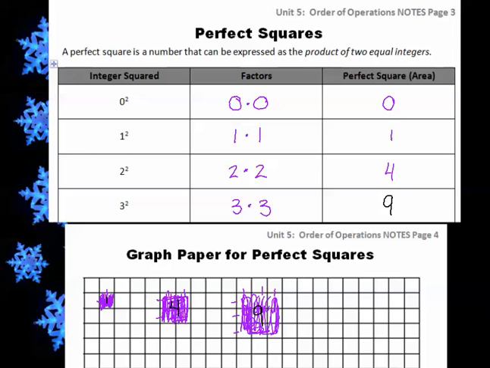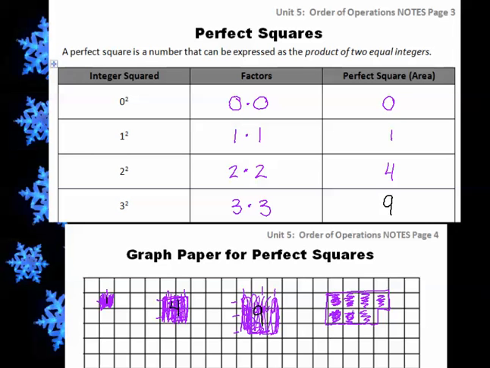Now, what happens when we have, say, the perfect square of 7? Well, if we were to color 7 squares, 1, 2, 3, 4, 5, 6, 7. You have to think to yourself, does that make a perfect square? Is 7 a perfect square? And if you look at that, that doesn't really make a square. It makes kind of like a rectangle with an extra piece on the end. So in this case, 7 is not a perfect square.